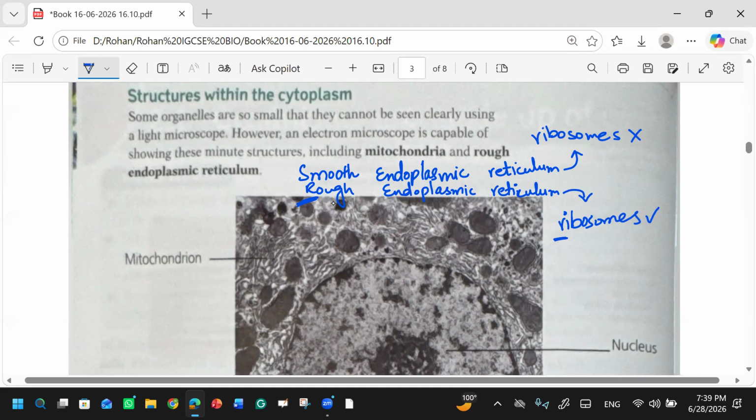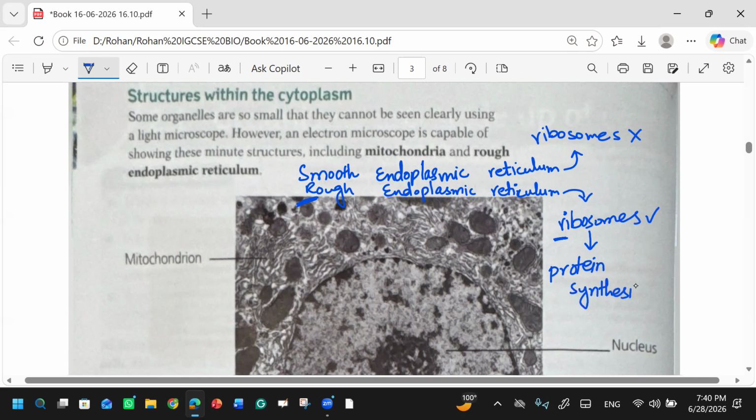So if I ask you which endoplasmic reticulum will help in protein synthesis, what will be your answer? Smooth or rough? Rough endoplasmic reticulum. Why? Because on the rough endoplasmic reticulum there are ribosomes. These ribosomes are responsible for protein synthesis.